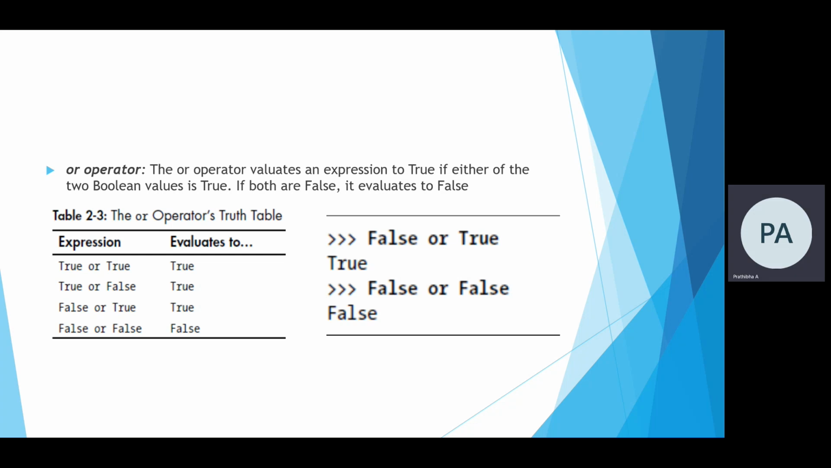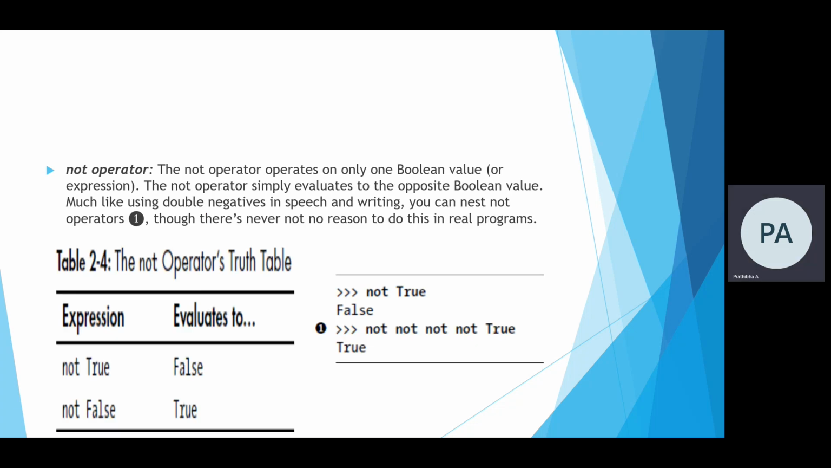The same way you have a not operator. The not operator takes only one Boolean value. It simply evaluates to the opposite value. See, if we say not true, that means you're using only a single Boolean value. If it is true, it becomes false. If it is false, it becomes true.